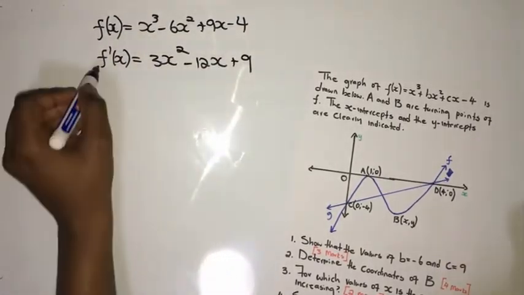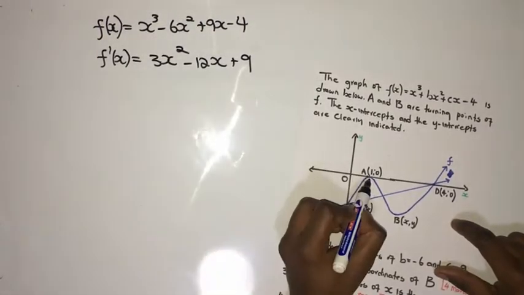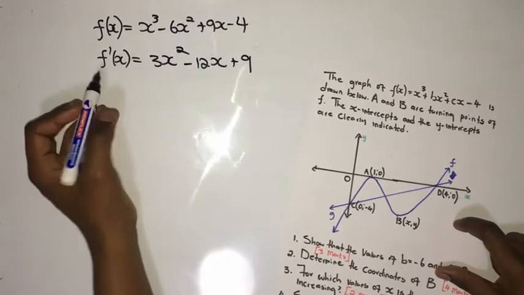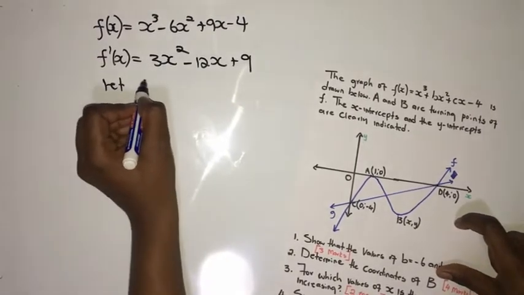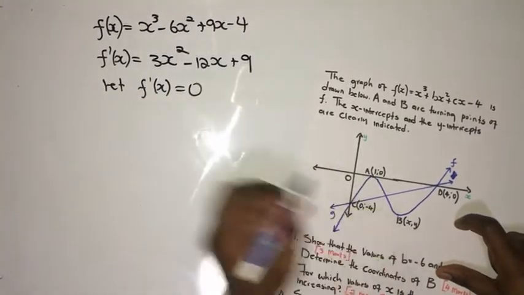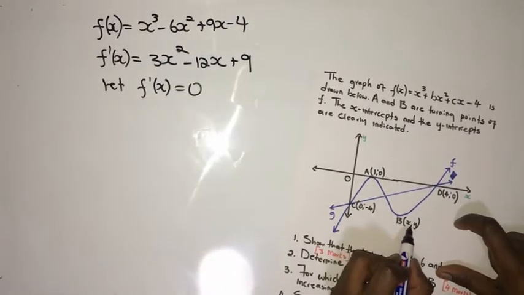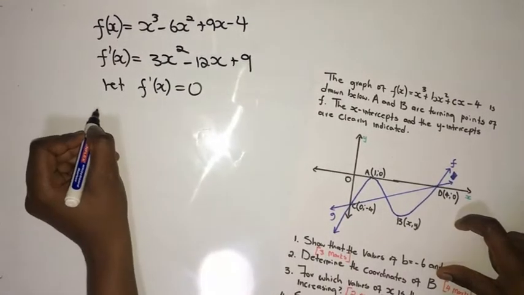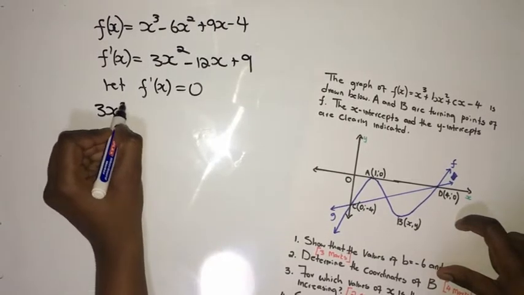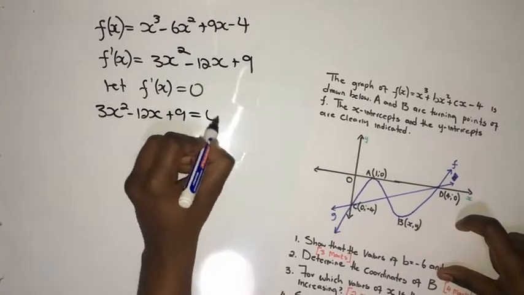So we want to know where this gradient is 0, because we know it has to be 0 at the turning points. It has to be 0 there and there. So what should we do next? We say let f dash of x be 0, because we know it has to be 0 at the turning points. We're looking for the x values that make this 0. So now we're saying that 3x squared minus 12x plus 9 is equal to 0.